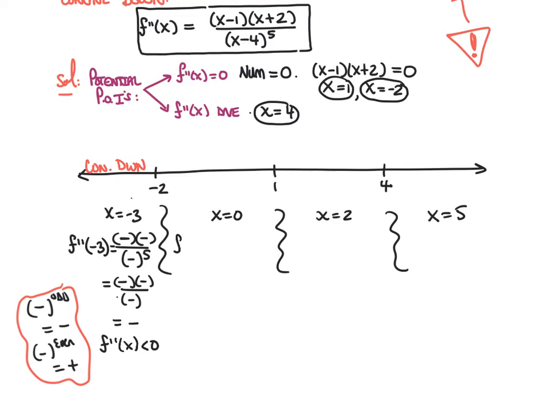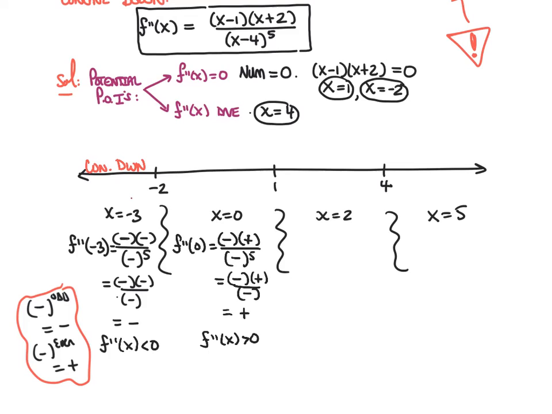All right, we can do the same thing for f double prime at 0. You're going to get a negative from the first factor, a positive from the second factor, and then a negative to the 5th power. So after all is said and done, this will be a negative times a positive over a negative, and that's going to end up being positive. So f double prime of x would be positive.